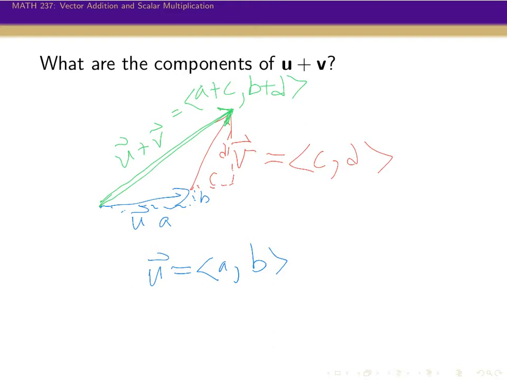Okay, so the upshot of this is that if you want to add two vectors together, to get the components of that, you add the components individually. So add components of U and V to get U plus V.